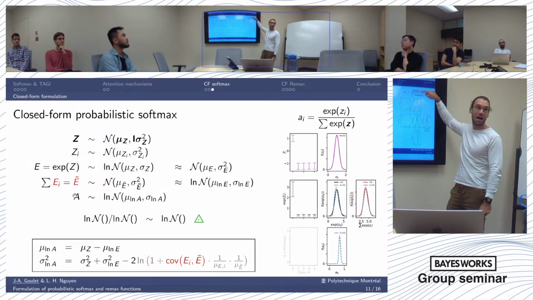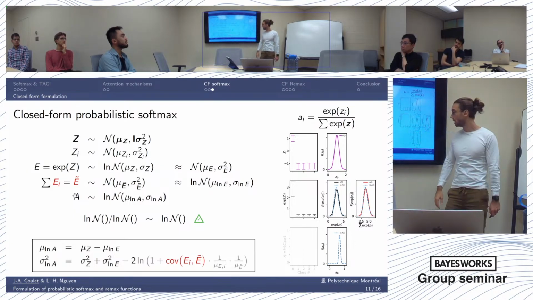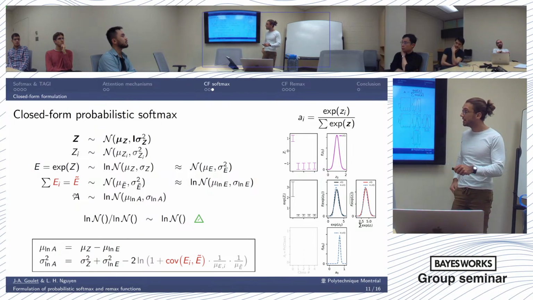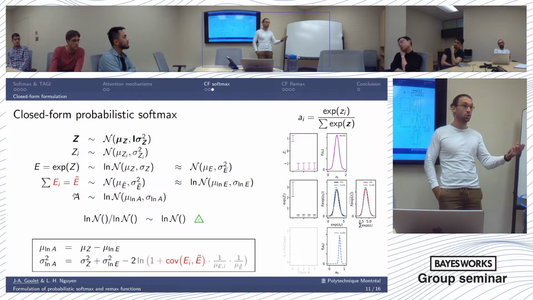So here we have Zi, and in the sum of Zi, we have Zi as well. So we need to take into account that dependency, where Zi appears both in the numerator and the denominator. So this is what these terms account for. So perfect, but now the last step I need is that A is log normal. If I want to use this in TAGI, I need to transform it into a normal.